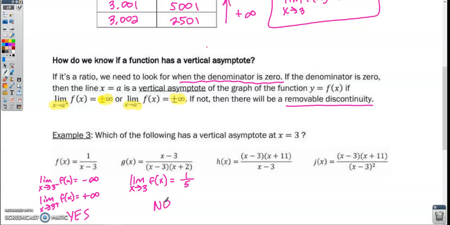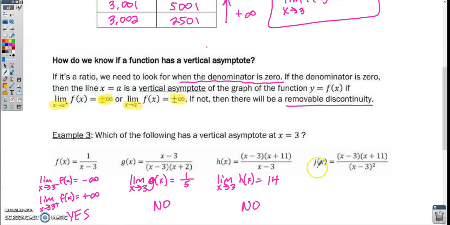Same thing in h of x. If I tried to take that limit algebraically, again, it would be the indeterminate form 0 over 0 when I tried to substitute 3 in. So I would simplify that to the limit as x approaches 3 of the quantity x plus 11. Oops, that's a g of x. So the limit as x goes to 3 of h of x here is going to end up being 14. So no, there's not a vertical asymptote there either.